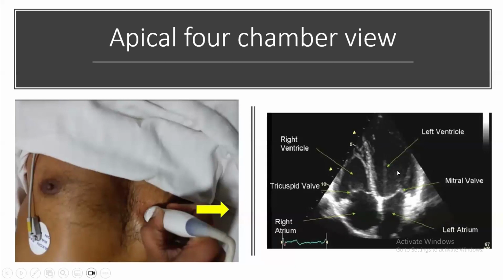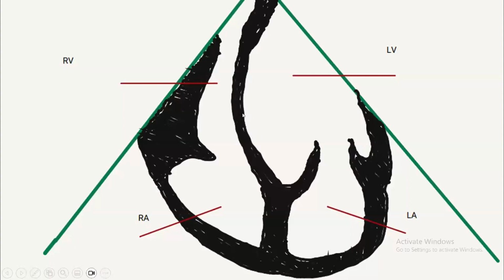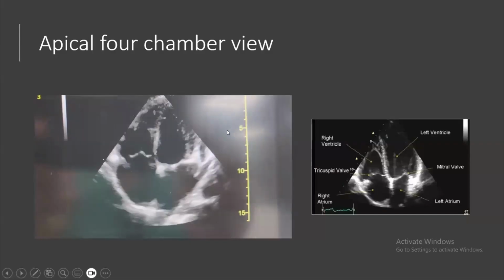From this view, you can see that the right ventricle is less than 1/3 compared with the left ventricle. This is the scheme of the view. We have the left ventricle, septum, mitral valve, left atrium, right atrium, tricuspid, and a small right ventricle. Okay.